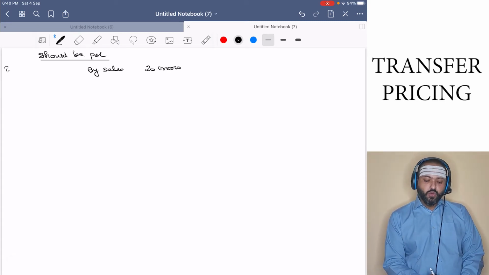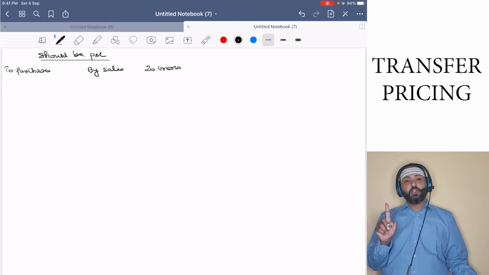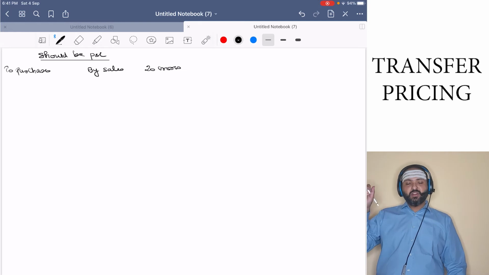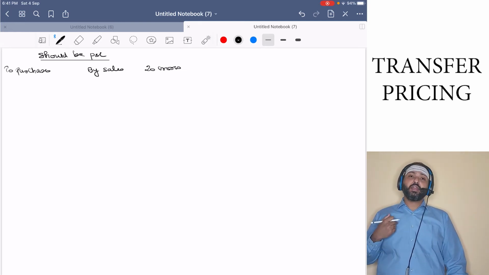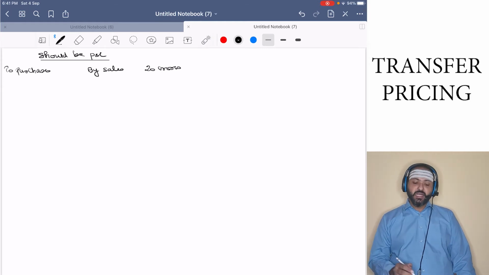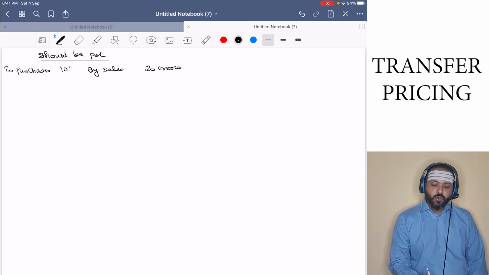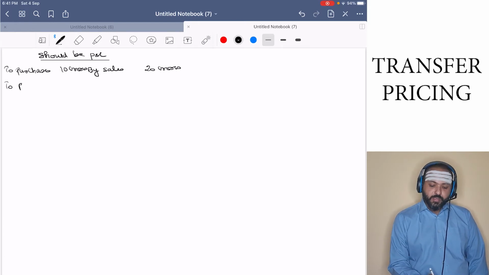And then to purchases. What value should we take here? We should not take 12 crores. Had we purchased from someone in India or had we purchased from someone in Singapore who is not related to us, what will we purchase at? We will purchase only at 10 crores. Okay, therefore to profit will be 10 crores.